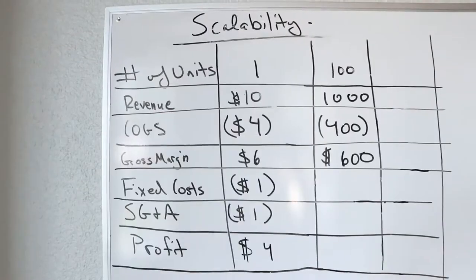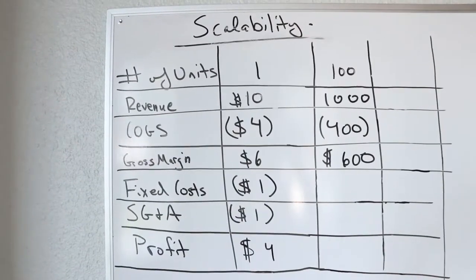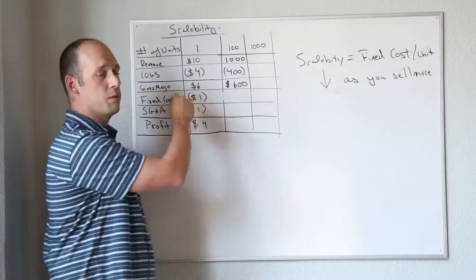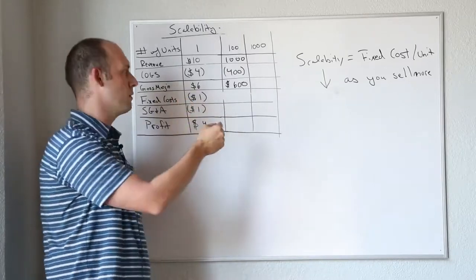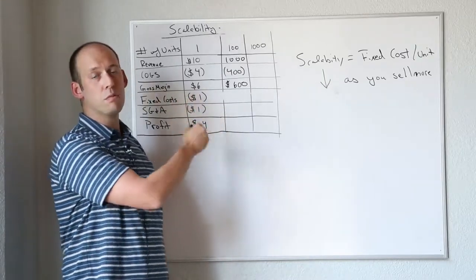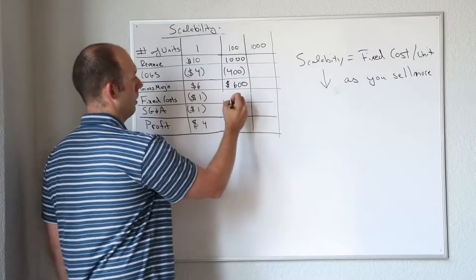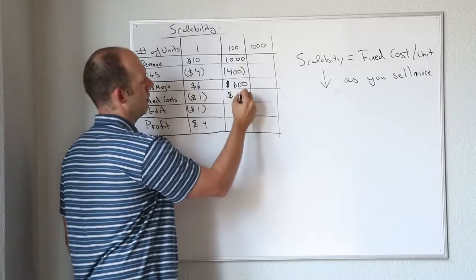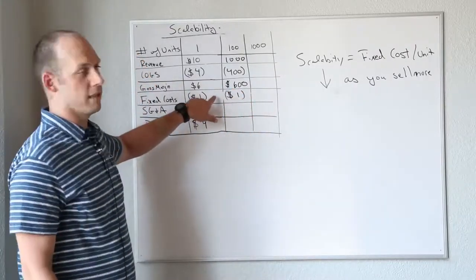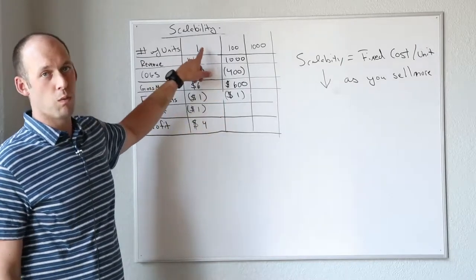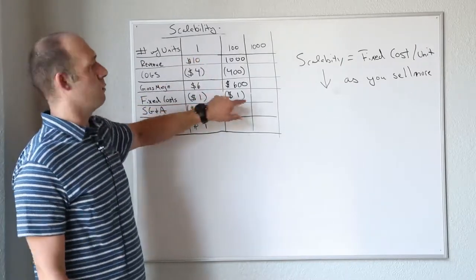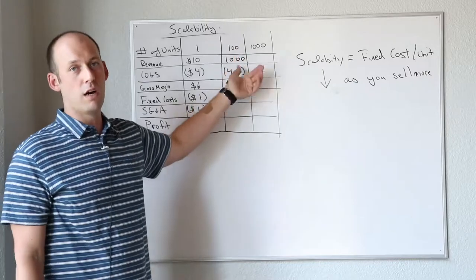But now you have to think about your fixed costs. So now let's imagine that your fixed costs, because you have the same building and you have the same machines, stay the same whether you produce 1 or 100 hats. So now what's happened is that your fixed costs have gone from being 10% of your revenue for 1 unit sold to being 1% of your revenue when you sell 100.